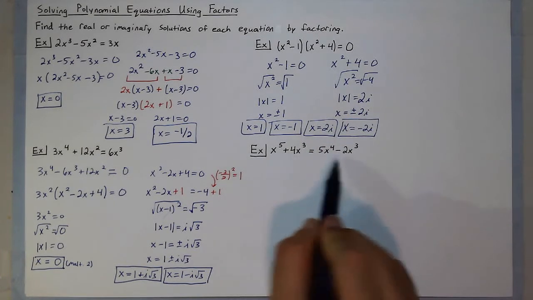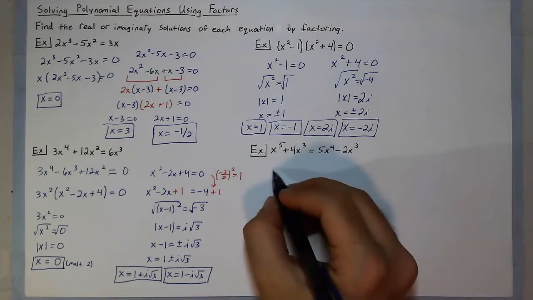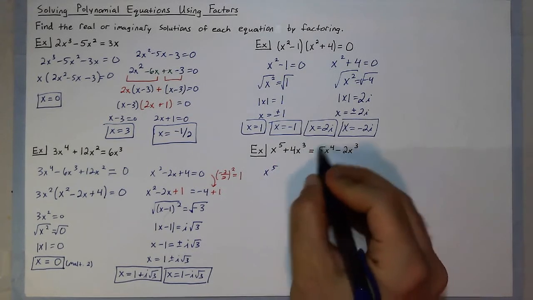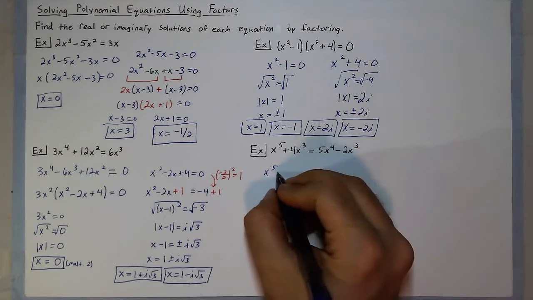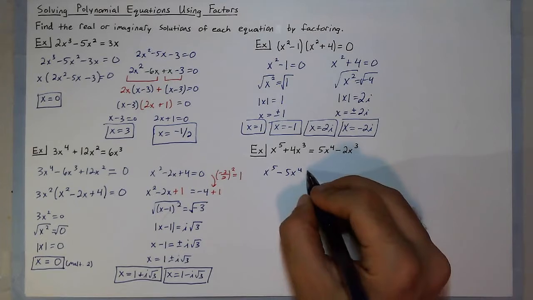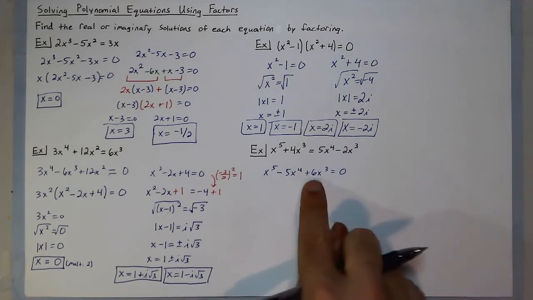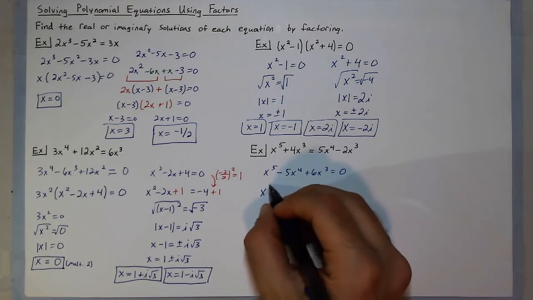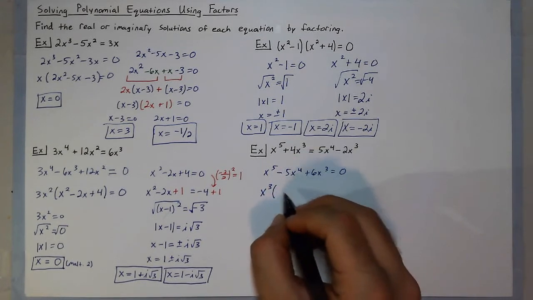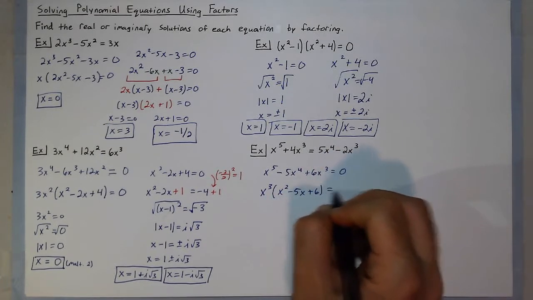For this last example, I'll move everything to one side to start, so I'll have x to the 5th, minus 5x to the 4th, and then plus 6x cubed. They have a common factor of x cubed. When I factor that out, I'm left with x squared minus 5x plus 6.